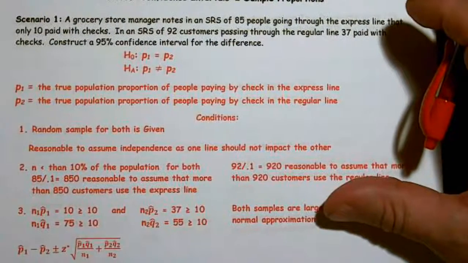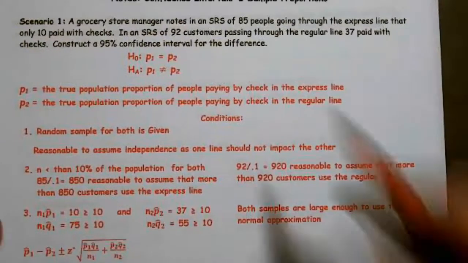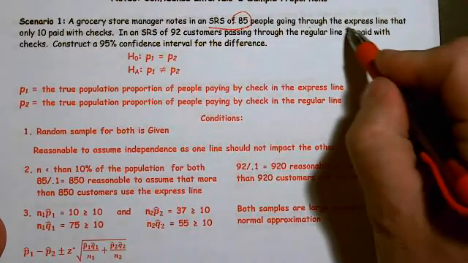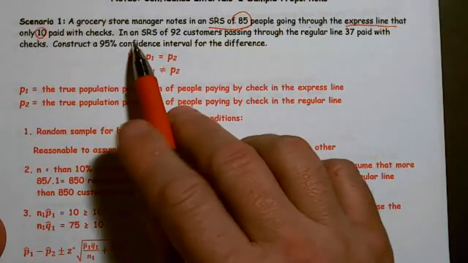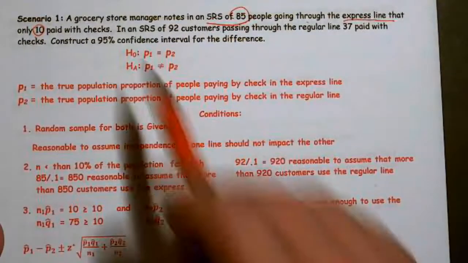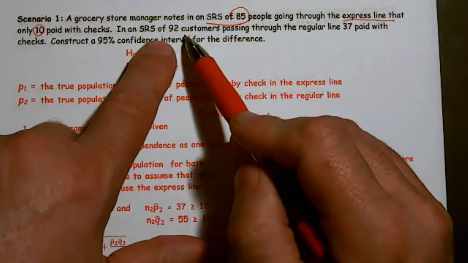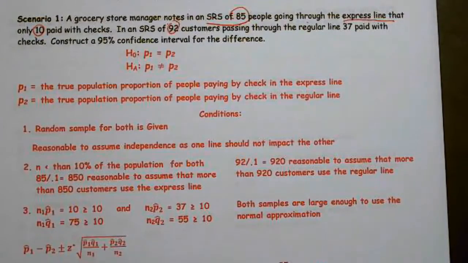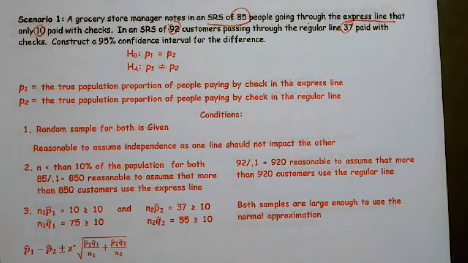Scenario 1: a grocery store manager notes that in a simple random sample of 85 people going through the express line, only 10 paid with checks. So if 10 paid with checks, 75 did not. In a simple random sample of 92 customers, hey, we have two groups, passing through the regular line, 37 paid with checks. Construct a 95% confidence interval for the difference.